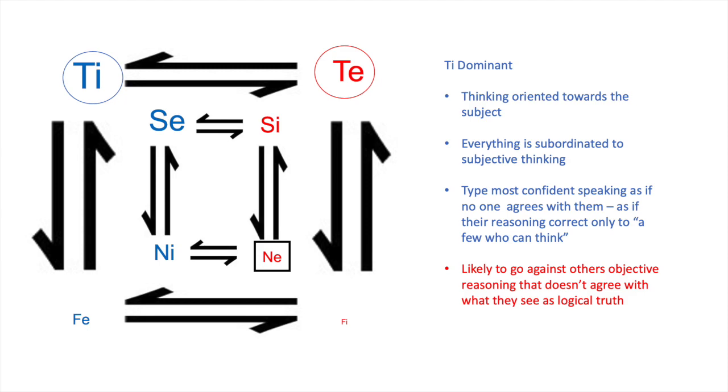And to be clear here, thinking dominance, being a TE dominant or a TI dominant person, doesn't mean you're smart. It just means that you're likely to talk a certain way. A TE dominant person is likely to talk as if what they're saying is fact, whereas a TI dominant person is likely to speak as if no one else agrees with them because no one else knows what they know. And on that note, a TI dominant person is likely to go against objective reasoning from other people that they don't see as logical truth.